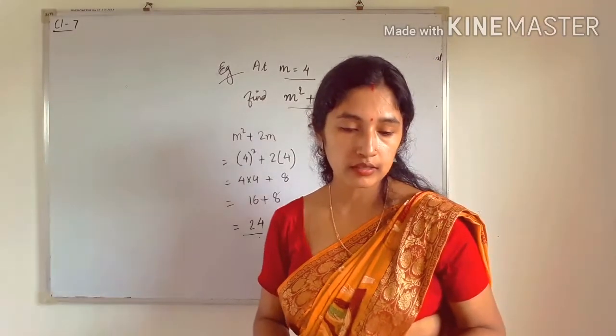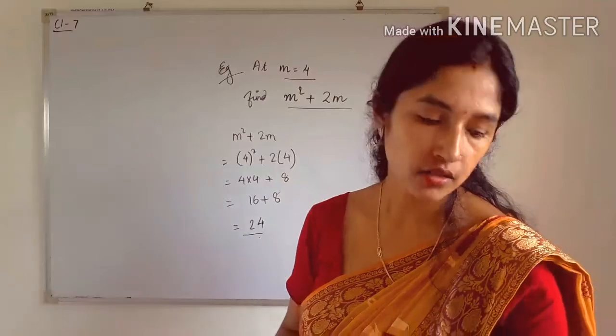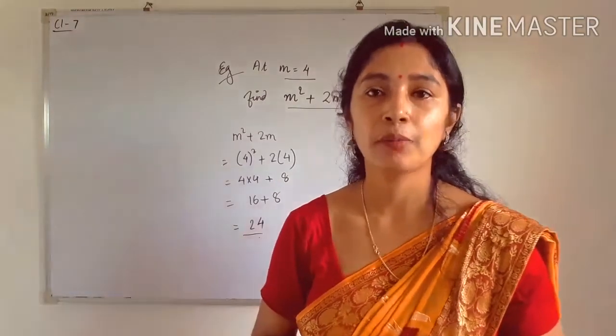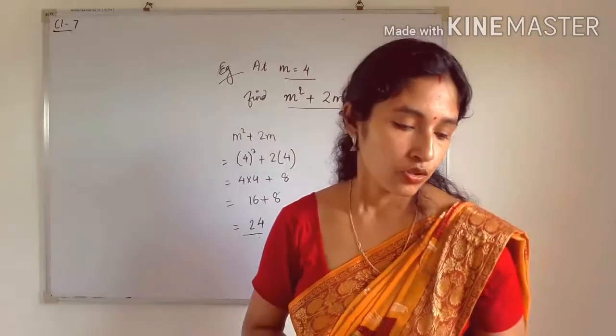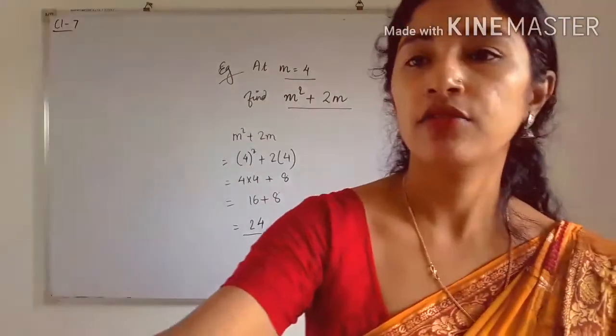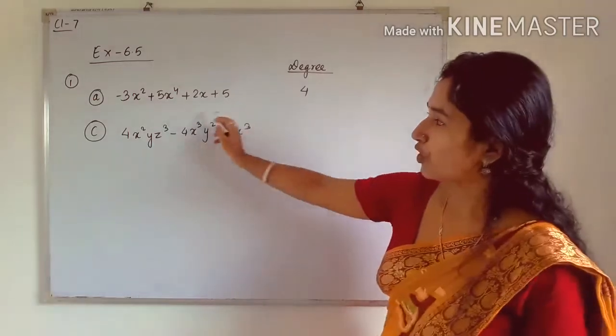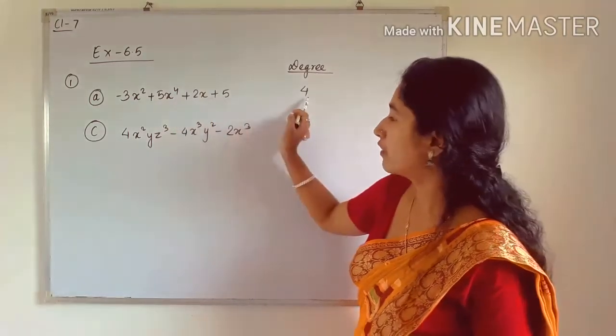Let us do the next exercise, that is the last exercise of this chapter. And one more thing, side by side do the chapter checkup questions also. Next is exercise 6.5. See the first question, here you have to write the degree. In the first polynomial, the highest power is 4, so the degree will be 4.